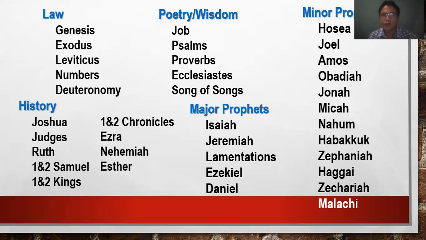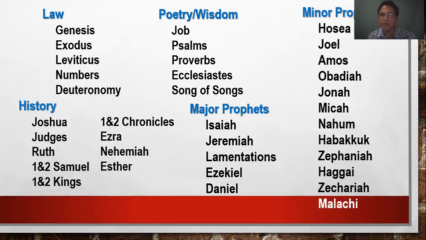The law, or the 5 books of Moses: Genesis, Exodus, Leviticus, Numbers, and Deuteronomy. The historical books: Joshua, Judges, Ruth, 1st and 2nd Samuel, 1st and 2nd Kings, 1st and 2nd Chronicles, Ezra, Nehemiah, and Esther. The books of wisdom or poetry: Job, Psalms, Proverbs, Ecclesiastes, and Song of Solomon.